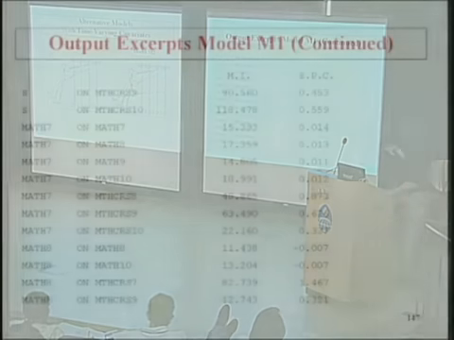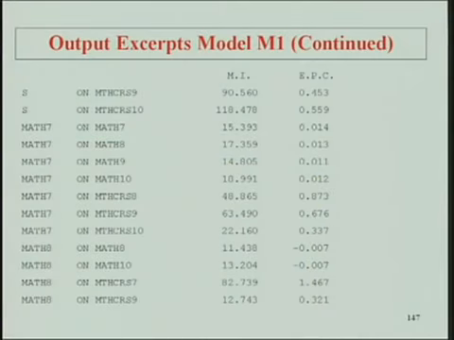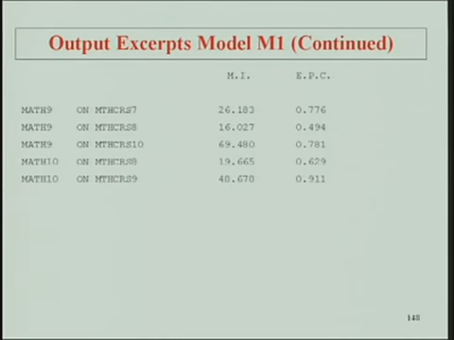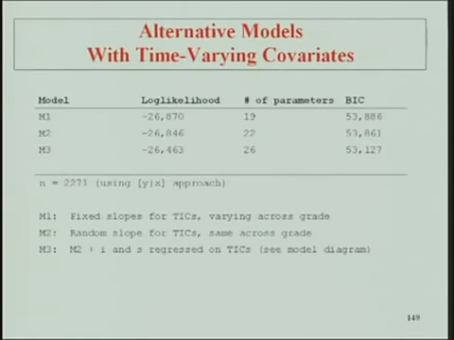So S has high modification indices on both slide 146 and 147. S on math course taking has modification indices that are important. So really, I think we have a model M3 here, an idea for a model M3.